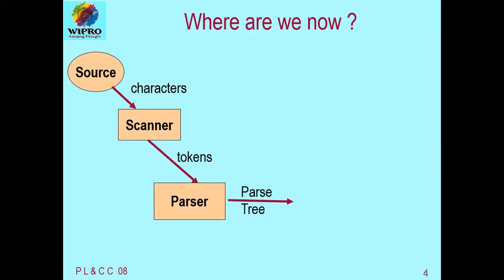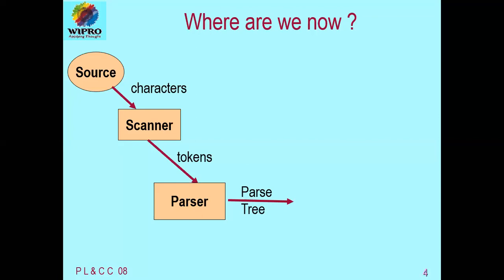Where are we now in the compiler phases? We took the source program and gave it to the lexical analyzer. The lexical analyzer scanned the source program character by character and grouped a set of characters using the principle of longest match. It recognizes the tokens, and those tokens are given to the next phase, that is your parser. The parser grouped a set of tokens and constructed the syntax tree. So we are here now.